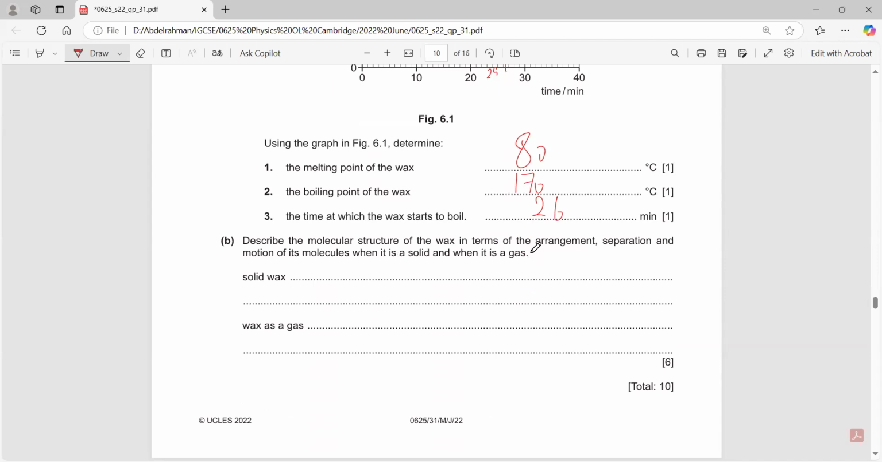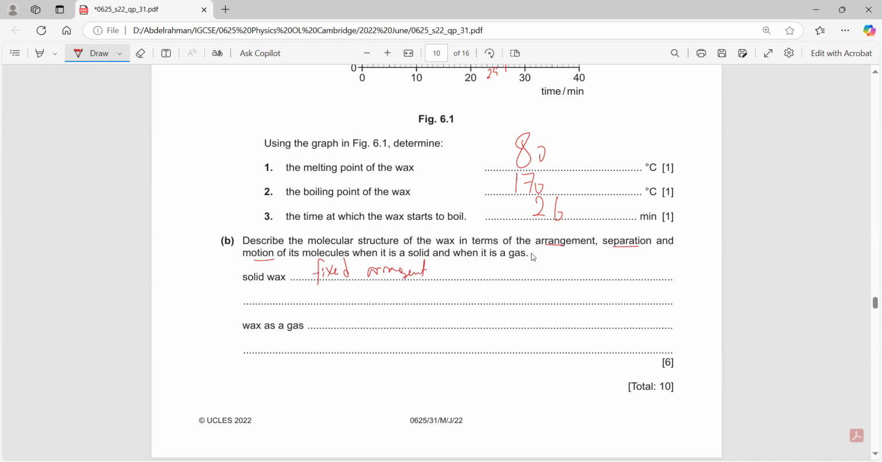Question B. Describe the molecular structure of the wax in terms of the arrangement, separation, motion. We need to talk about everything. 6 marks. That's a lot. So we need to talk about arrangement, separation, and motion of each of the solid and the gas. What about the arrangement? Solid, they have a fixed arrangement.